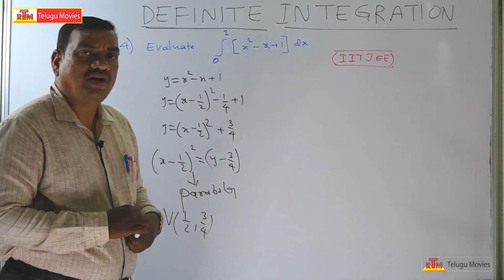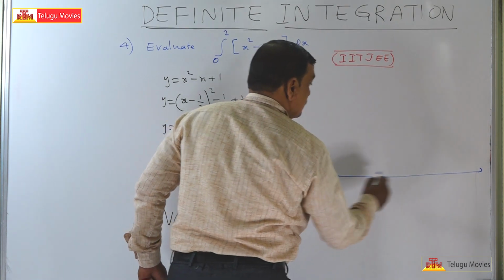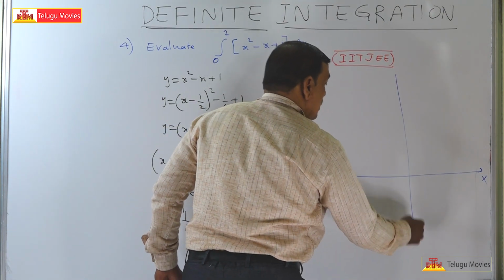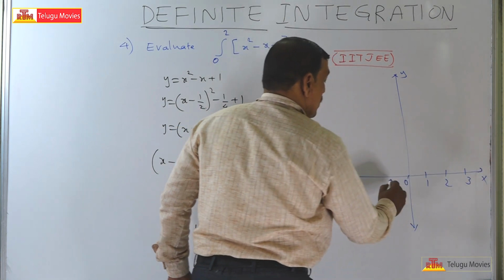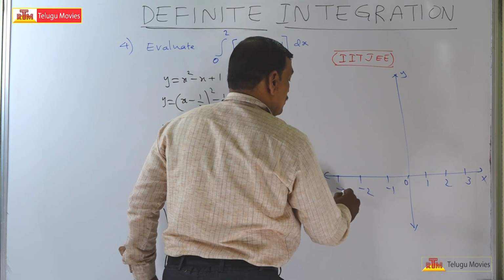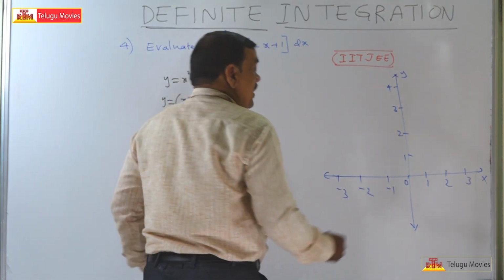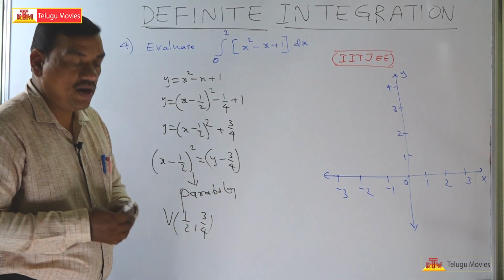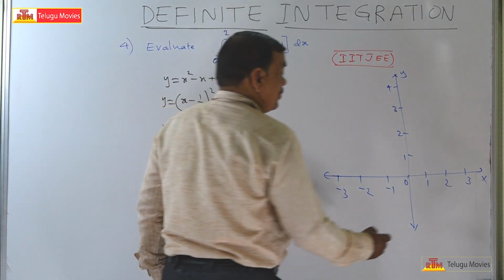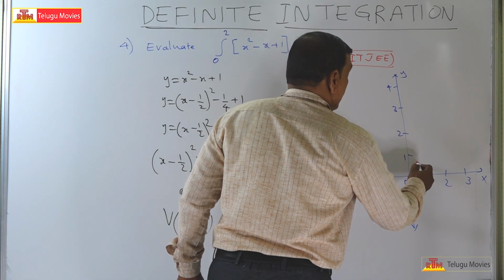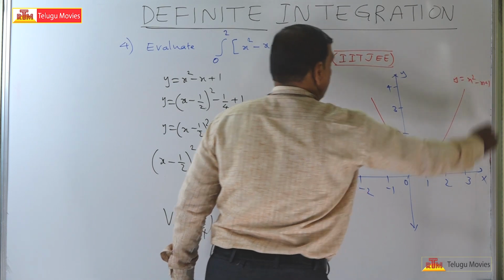Okay, so let us draw that parabola and see what happens. This is the x axis and this is the y axis. So, this is 0, 1, 2, 3, and so on, and this is minus 1, minus 2, minus 3. And here 1, 2, 3, 4. There is no need to draw downward, because it is an open upward parabola. Let us see where the vertex is: 1 by 2 comma 3 by 4. So, roughly, this is your y is equal to x squared minus x plus 1 graph.